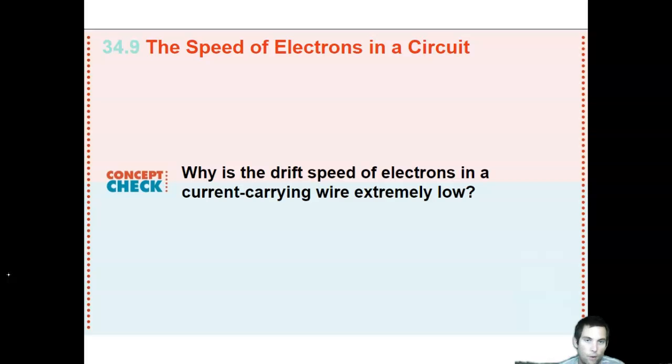So, why is the drift speed of electrons in a current-carrying wire extremely low? You should be able to answer that now.